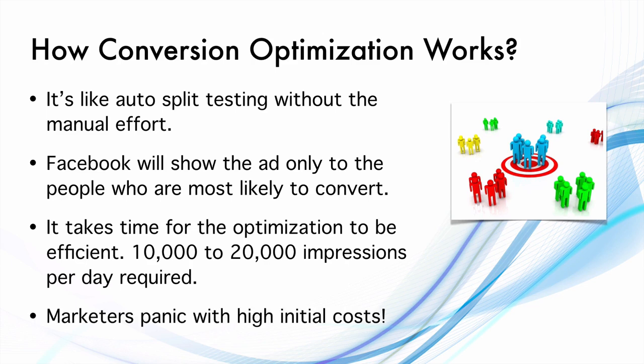So what happens is that many marketers start a conversion optimized ad. They run it for a few days with a very low budget, and they see that their cost per conversion is very high, and they start panicking. What will happen is that if you let it run for a longer time, get more impressions, and let Facebook learn which audience is likely to convert, then Facebook will start showing the ad only to this audience, right? So don't panic with the high initial cost.